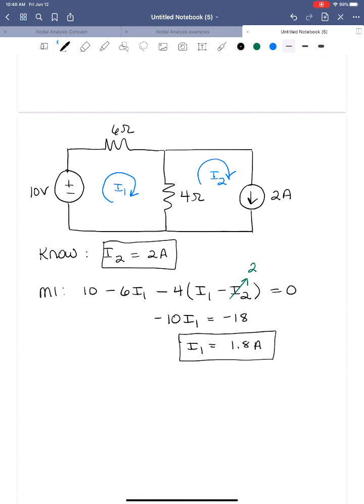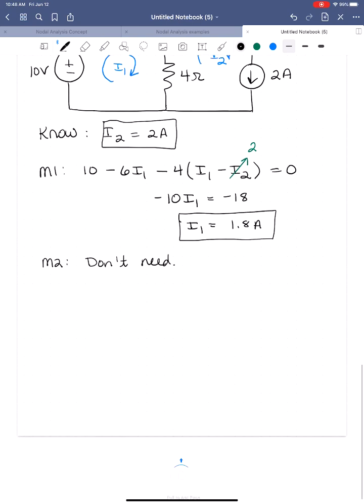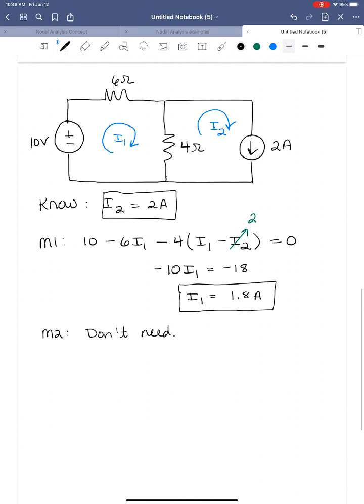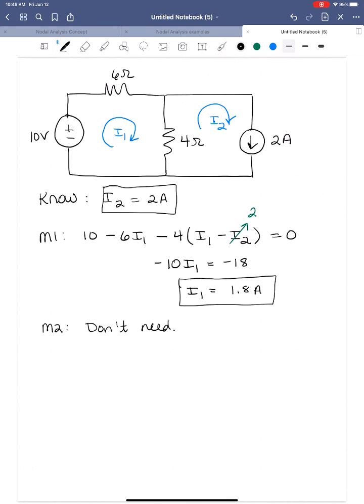So for mesh 2, we don't need a mesh 2 equation. We know what I2 is. We do not need a mesh equation right now. We didn't need it to find I1. So let's look and see where this takes us now, because we want to solve for power delivered by the sources and absorbed by the resistors. So let's start with the 10-volt source.